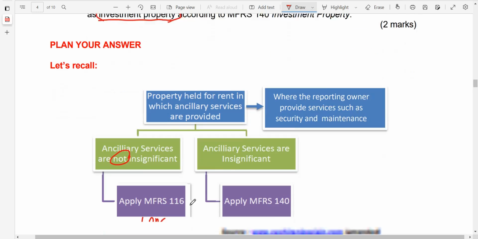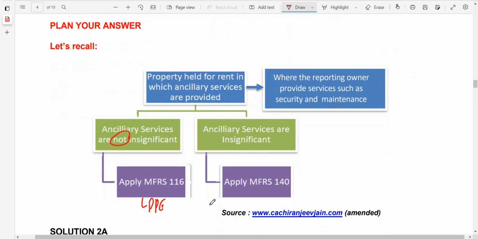Okay, so that is not our answer, because the question asks about when we shall treat it as IP. So it is the second situation, if you look at this diagram, where the ancillary services provided are insignificant, therefore the property will be recognized as investment property. That is the point that we need to take note of. So let's look at the answer.